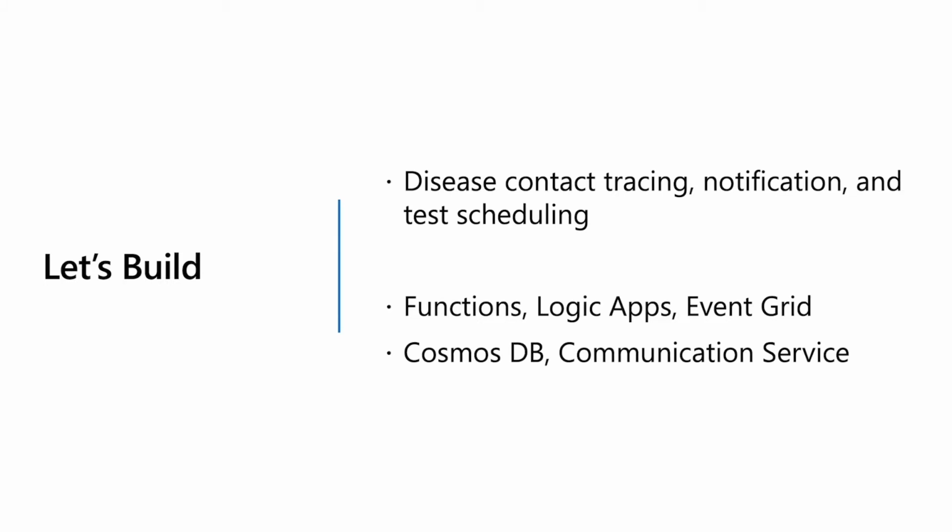In this demo, we'll be building a disease contact tracing application. When a new case of infectious disease is recorded, it will identify a person who may have come in close contact with that new case, send them a notification, and assist them with scheduling an appointment to come in for testing. So let's take a look at the architectural diagram of the solution we'll be building together.